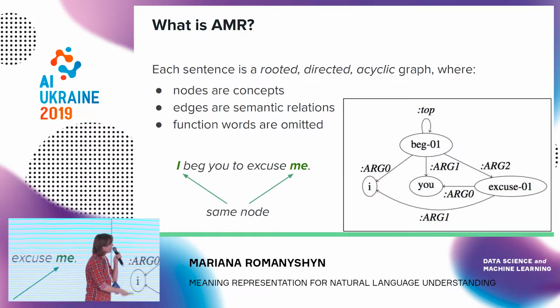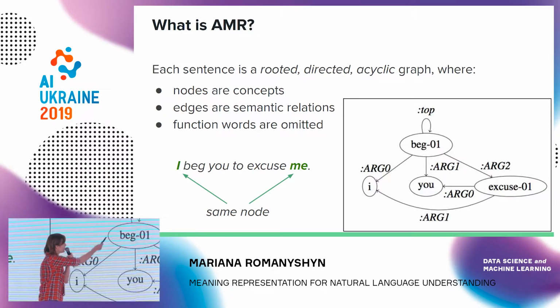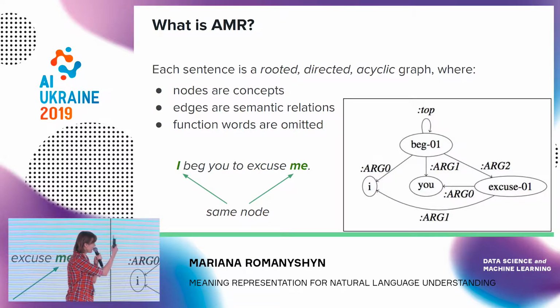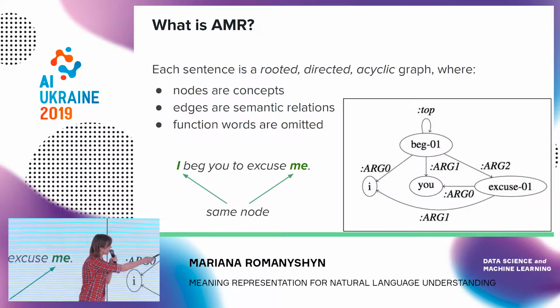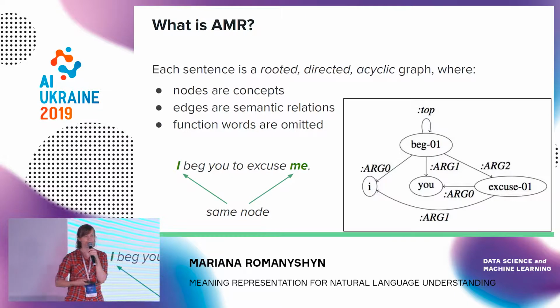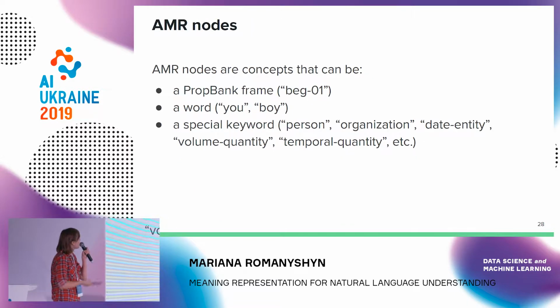So in this case, we have two events, begging and excusing. For beg, I is the doer, and you is the one undergoing the action, and then for excuse, you is the doer, and I is the one who is undergoing the action. Okay? Good. So nodes in AMRs can be either PropBank frames.